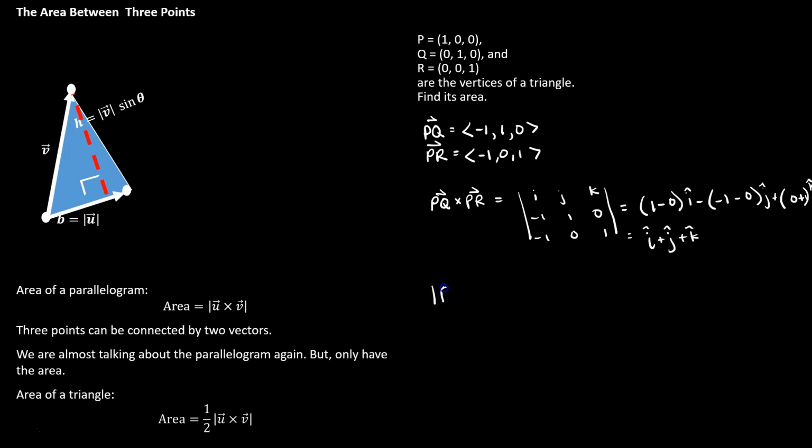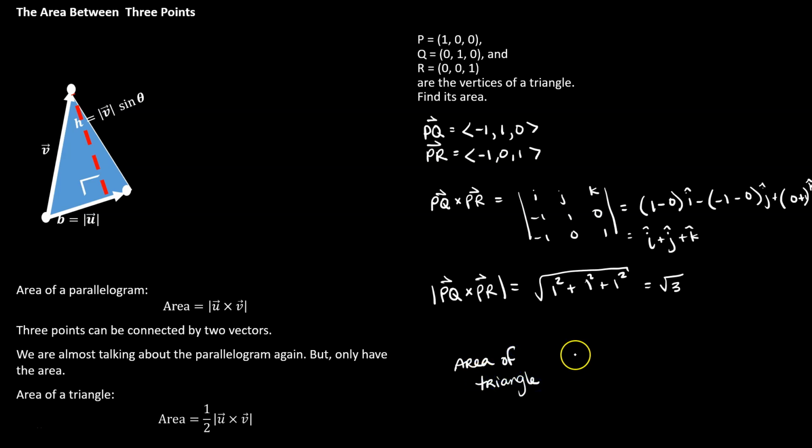Now we need to find the magnitude of that. That'll be 1 squared plus 1 squared plus another 1 squared for the magnitude to be equal to √3. Now remember, that's not the triangle, that's the full parallelogram. The area of the triangle is going to be 1/2 of that. In other words, our final answer will be √3/2.